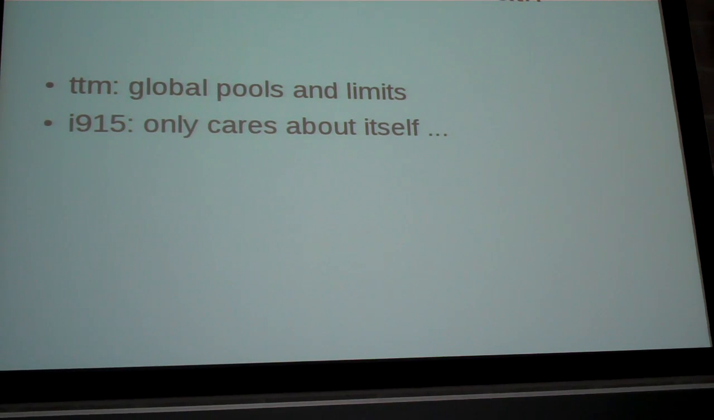But I think we kind of have to solve it, because with all these devices that crop up, all these encoders and special purpose ASICs, I think we will have even more use cases in the future.